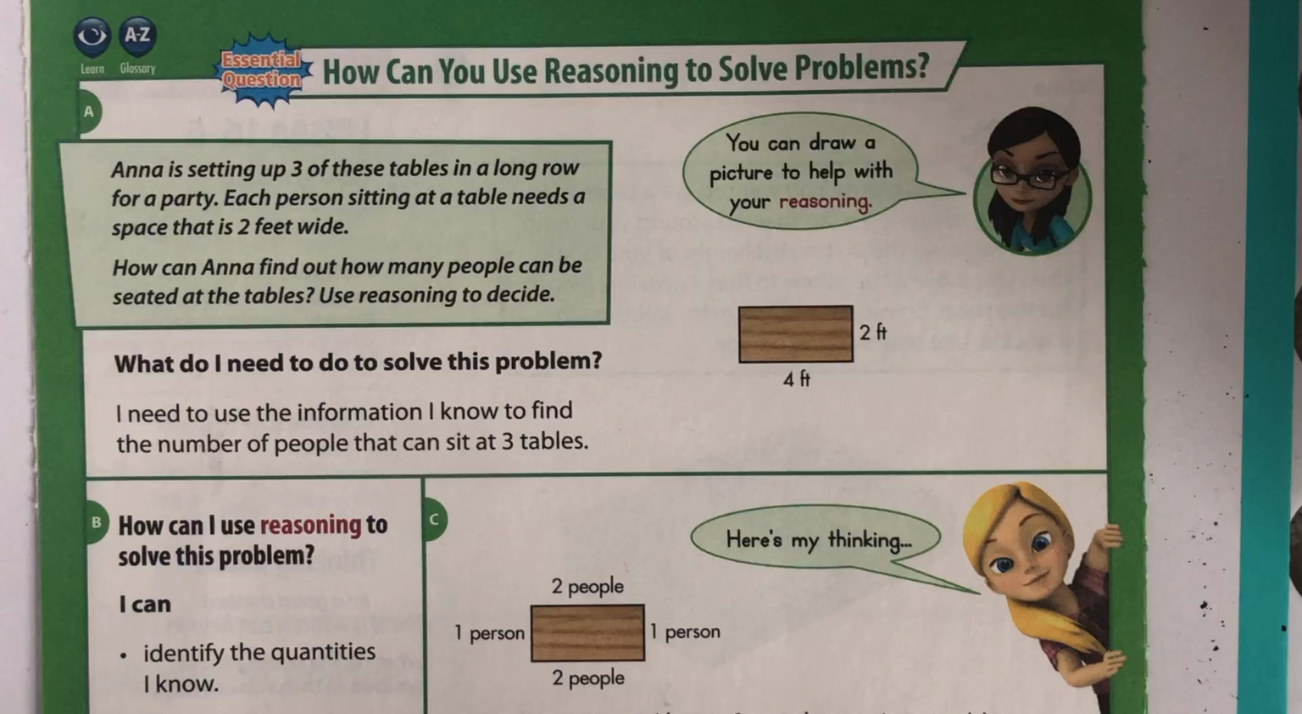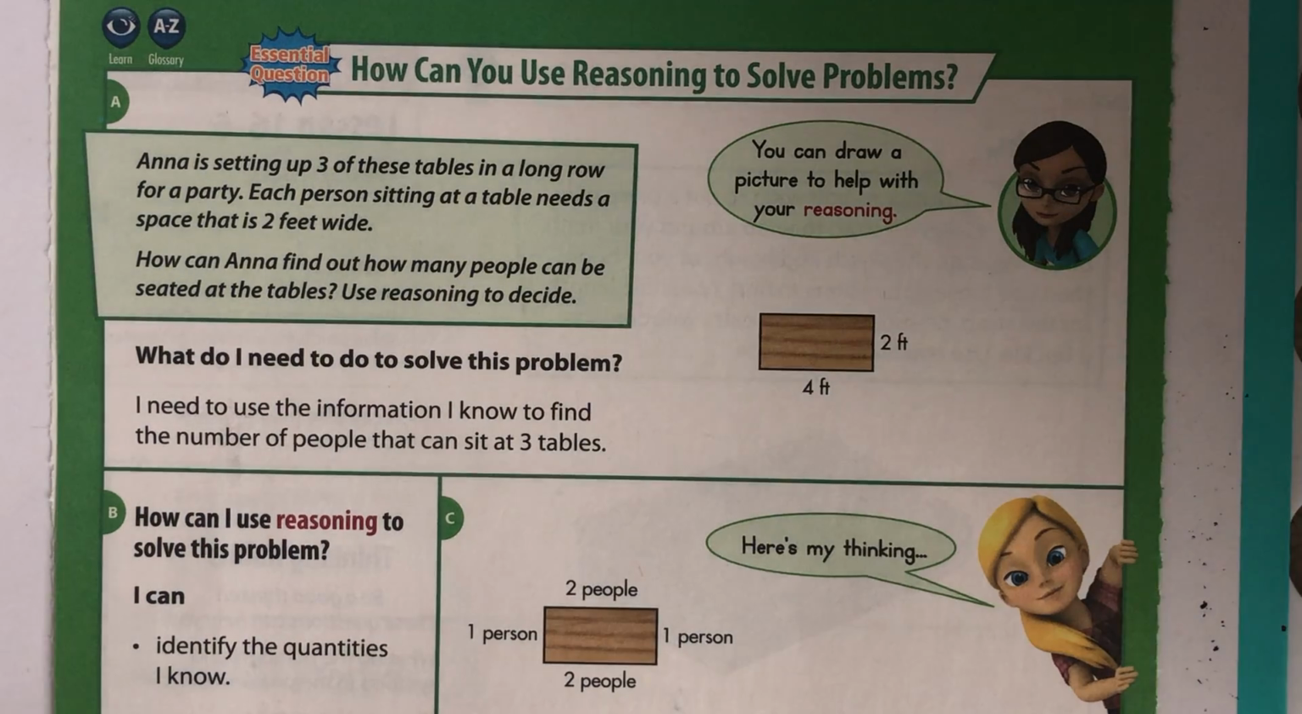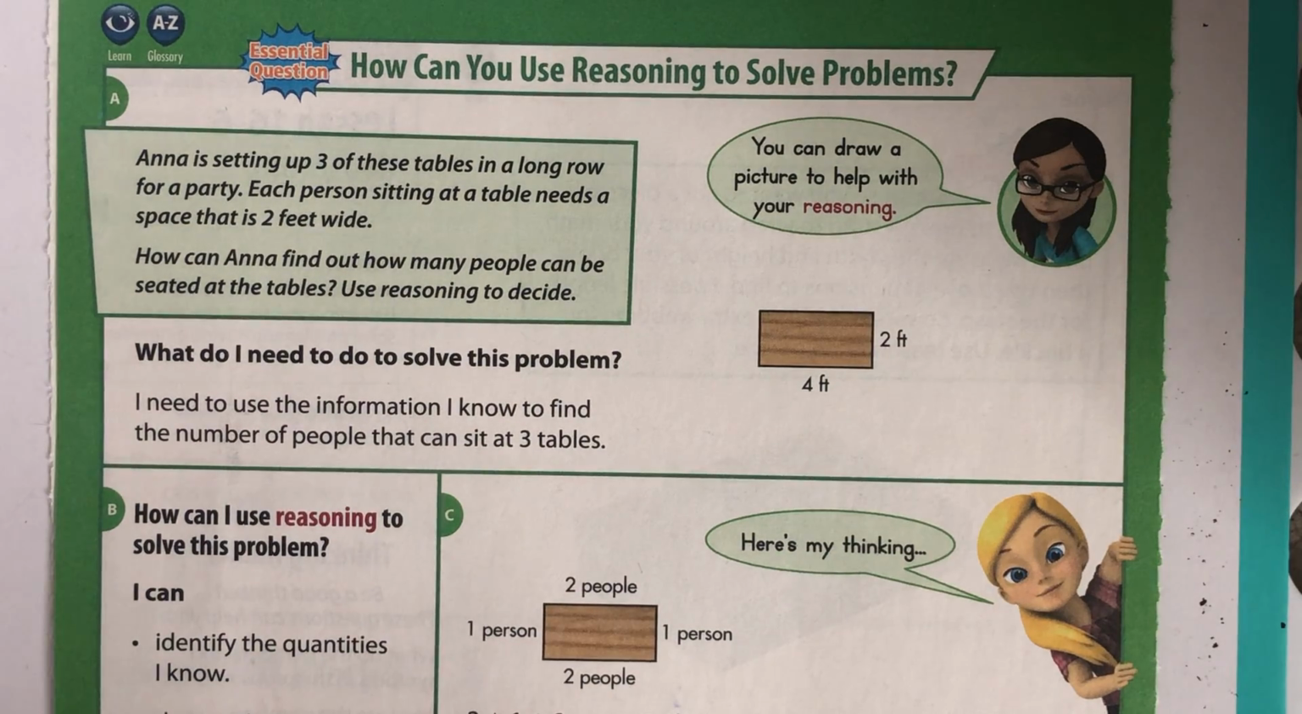How can you use reasoning to solve problems? Anna is setting up 3 of these tables in a long row for a party. Each person sitting at a table needs a space that is 2 feet wide. How can Anna find out how many people can be seated at the tables and use reasoning to decide? What do I need to do to solve this problem? I need to use the information I know to find the number of people that can sit at 3 tables.